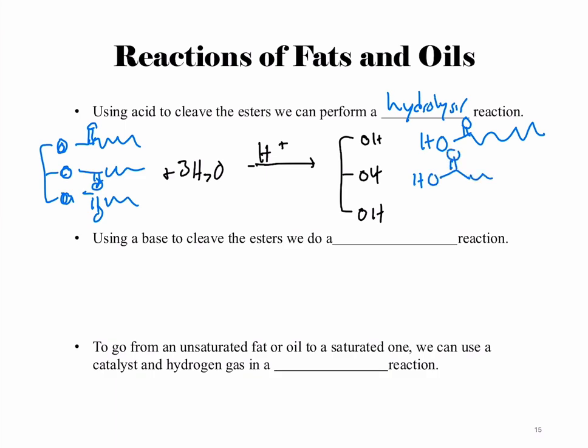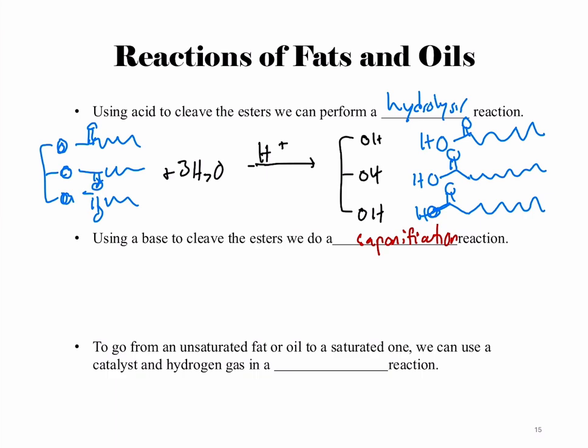And so when we want to break down lipids into smaller metabolites, if we're making triglycerides, for example, we go through a hydrolysis reaction. We can also use a base to do this, which will be a saponification reaction.